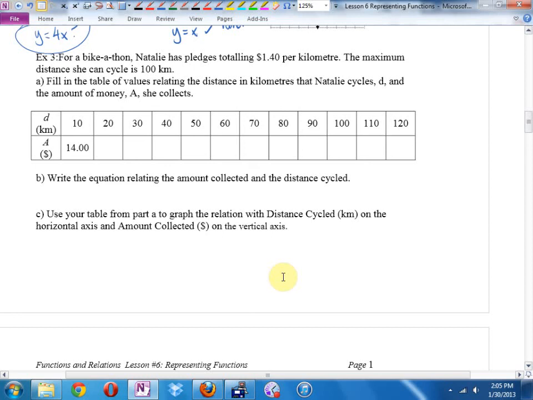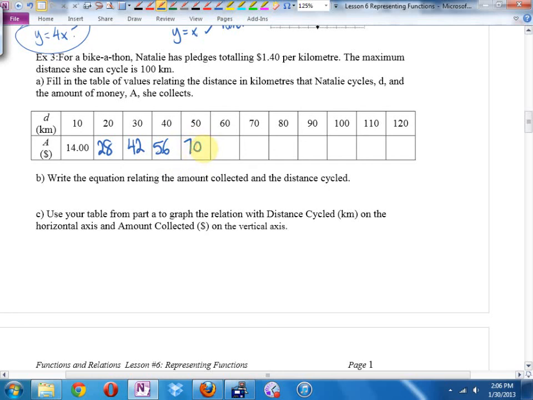If she cycles 20 kilometers, 28. What if she cycles 30 kilometers? 42. What if she cycles 40 kilometers? 56. I heard 54 and I heard 56. Which one? 56? Yeah, I think $56. What if she cycles 50 kilometers? 70.